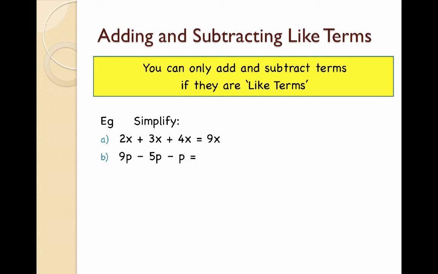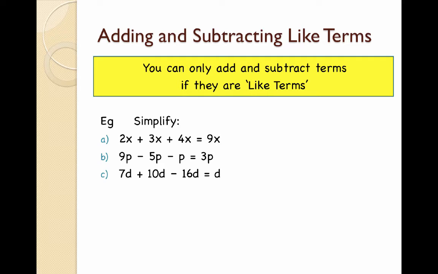What if I had 9 p's, I took away 5 p's, and then I took away another p? Well, 9 take away 5 is 4, and when I take away that last p, I get 3p. If I have 7 d's, I add 10 d's, and then I take away 16 d's. Well, 7 and 10 is 17, and when I take 16 away from that, I'm left with just 1d, or just the letter d.